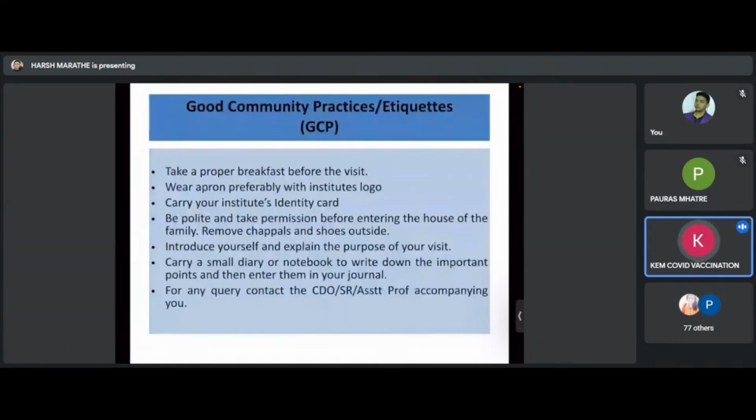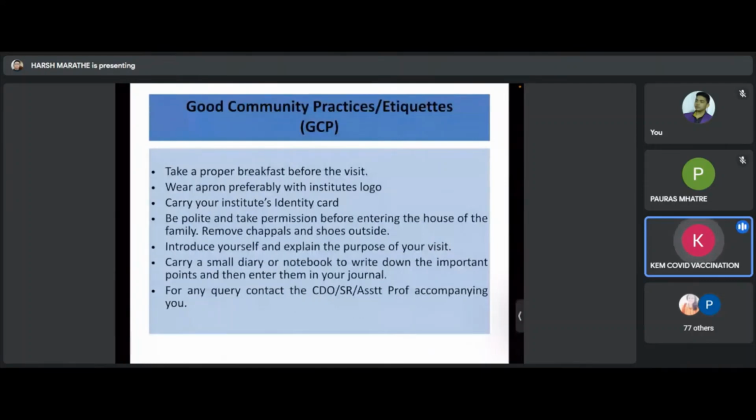So now let's come to the good community practices, the GCP, or good community etiquettes. Like Madam has told you earlier, take a proper breakfast before the visit. Wear an apron, preferably with the institute's logo, and carry your institute's identity card. Be polite and take permission before entering the house of the family. Remove the chappals and shoes outside. It's actually what you expect if somebody comes to your house. In the same way, you have to behave there. Introduce yourself and explain the purpose of your visit.